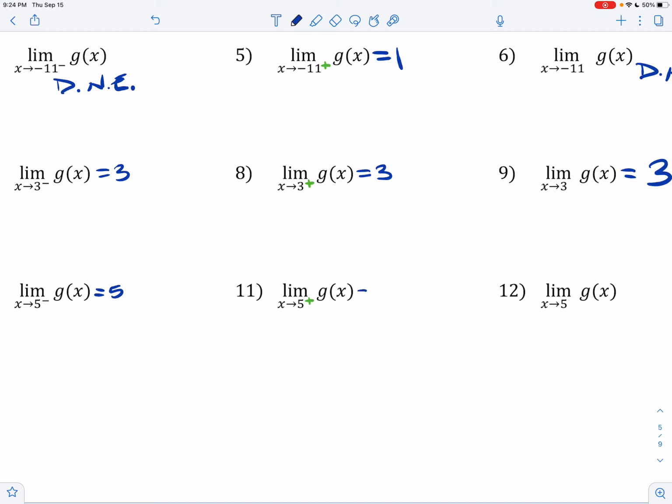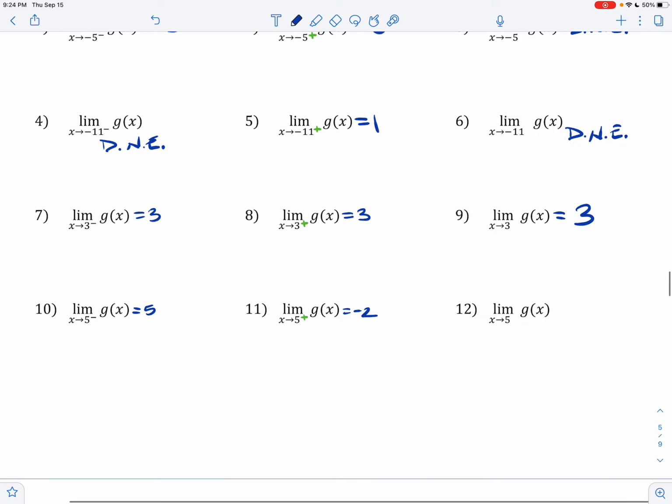And it's negative 2. So to find the whole limit overall, what is the limit as x goes to 5? Again, we check. What is the left side doing? What's the right side doing? Are they the same? Hard pass. 5 is not the same as negative 2. Therefore, this doesn't equal anything. This just does not exist.